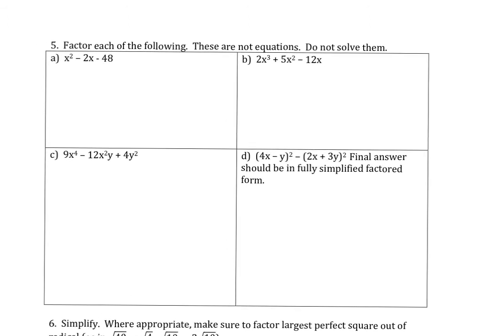Okay, we are factoring these. So the first one, we need two numbers that multiply to negative 48 and add to negative 2. So that's going to give us x minus 8, x plus 6.